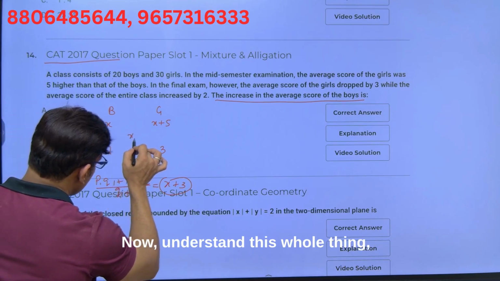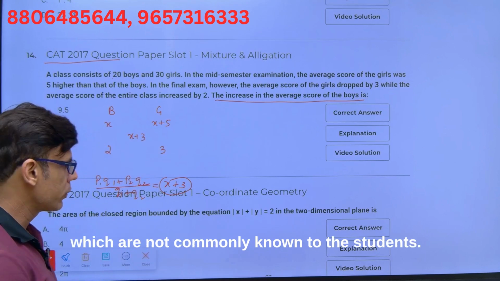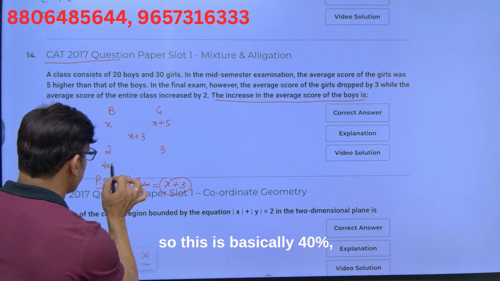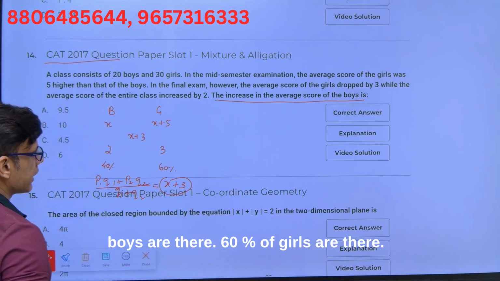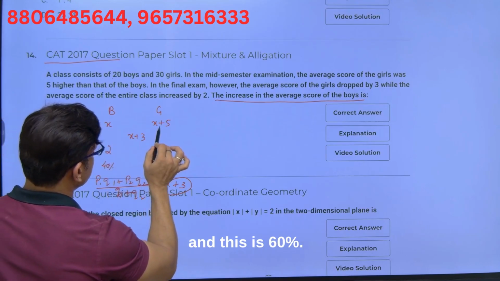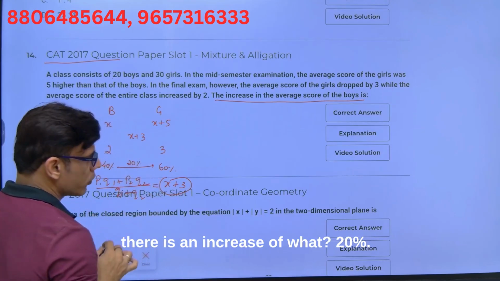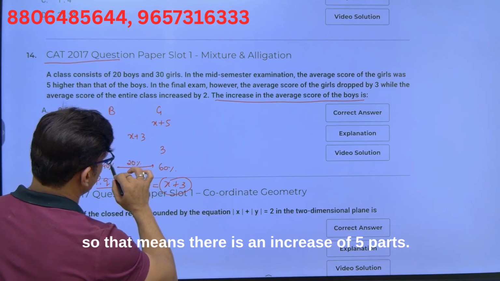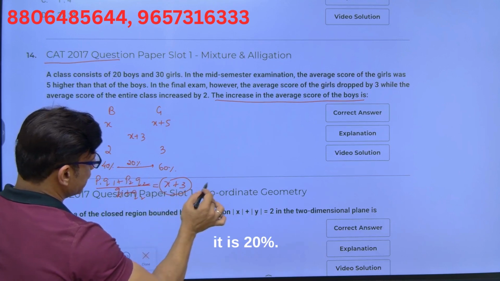Now understand this whole thing. I am going to explain it by a method which is not commonly known to students. When I say 2 and 3 parts, this is basically 40% and 60%. That means 40% are boys and 60% are girls. So when you move from 40% to 60%, there is an increase of 20%. When you move from x to x plus 5, that means there is an increase of 5 parts, and in terms of percentage it is 20%.